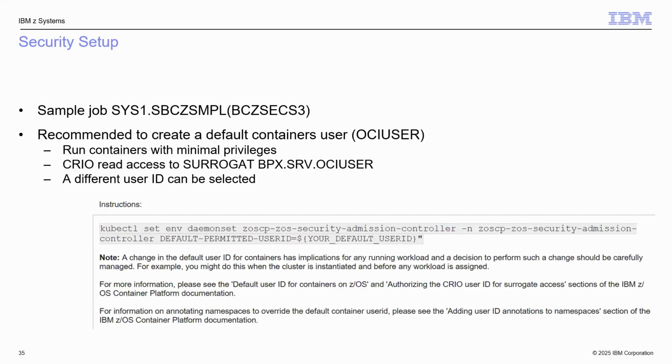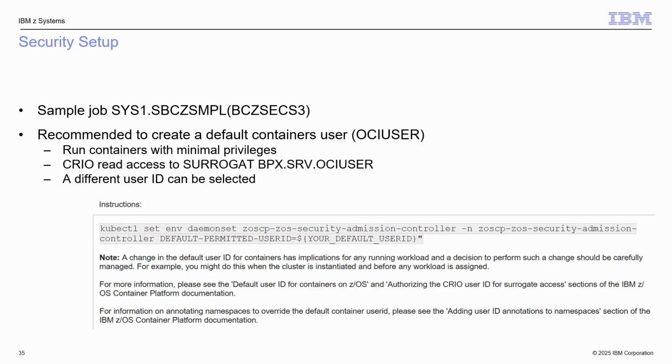Okay, now we have the security setup that we need to go through. Here's the generic user I mentioned before, OCI user. This will allow the containers to run with the minimal privileges necessary. And you can select a different user ID if you want, but we generally recommend against it because it's just more setup and more hassle that's required as the end user.